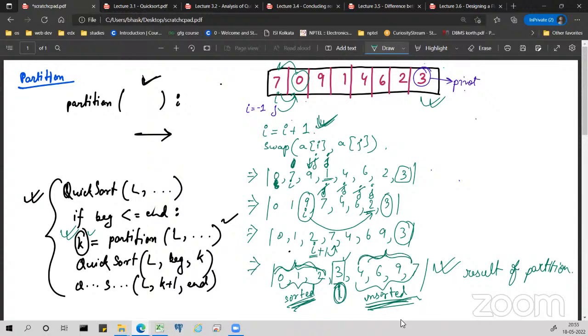So these two unsorted parts you will get. Now you have to call quicksort on these two parts separately. That is our recursion. So this is the same case: quicksort from beginning to k, and k plus 1 to end. Fine. So this is the partition algorithm and how quicksort works. Any doubt?